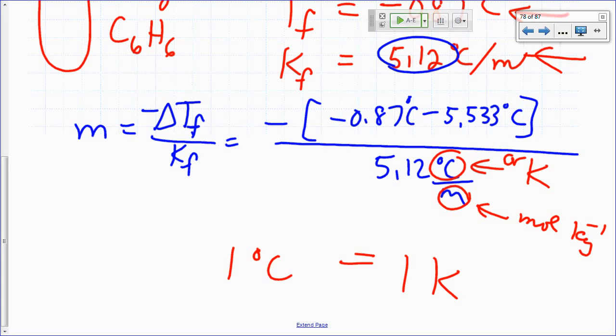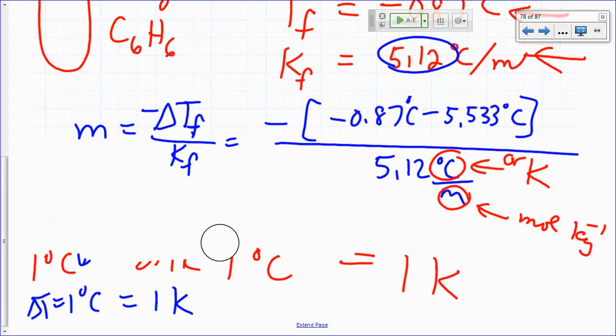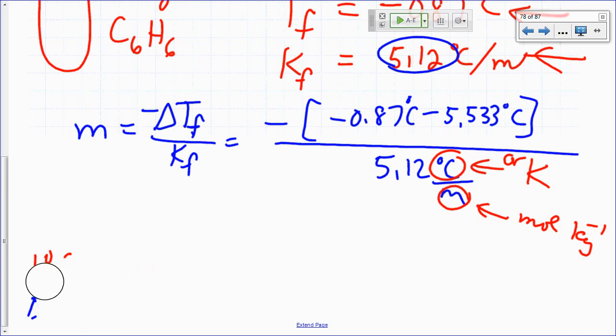You don't add 273 or subtract 273, okay? Because we're looking at differences in temperature. Just to elaborate, 0 degrees Celsius is 273 Kelvin, right? 1 degree Celsius is how many Kelvin? 274 Kelvin, right? So if delta T is 1 degree Celsius, that's also 1 Kelvin. Okay.